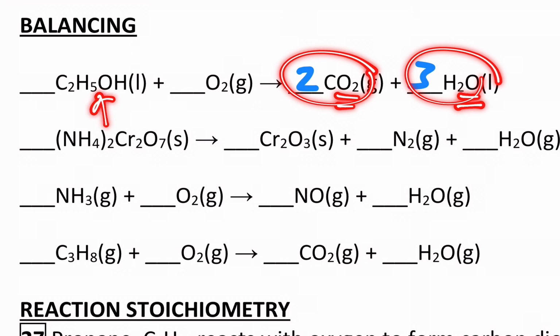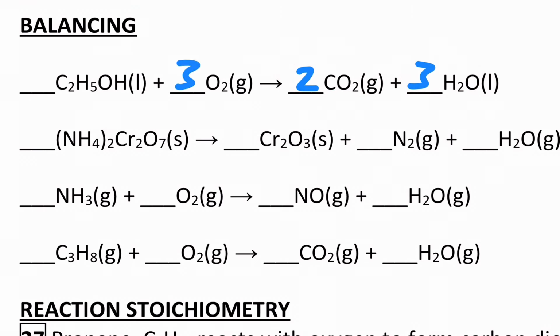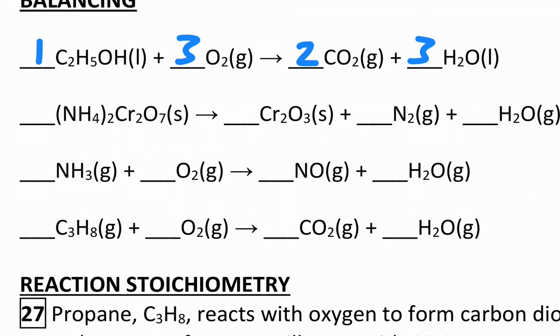I have 1 from the ethanol, so I need 6 more from the O2. That means I need 3 in front of the O2. And you can put a 1 in front of the ethanol. If you leave it blank, it's implied that it's there, but if you want to for today, that's a perfectly good thing to do.